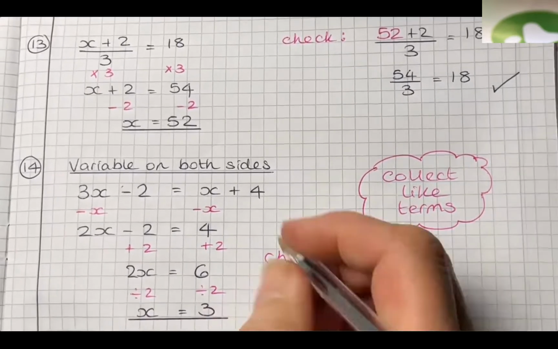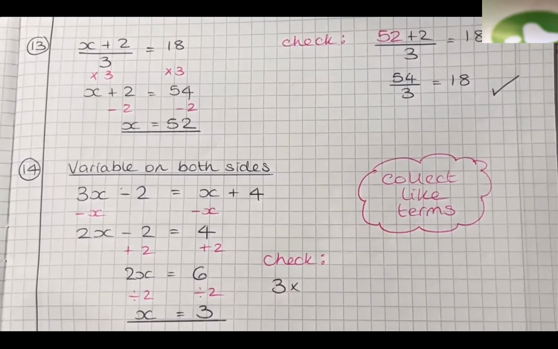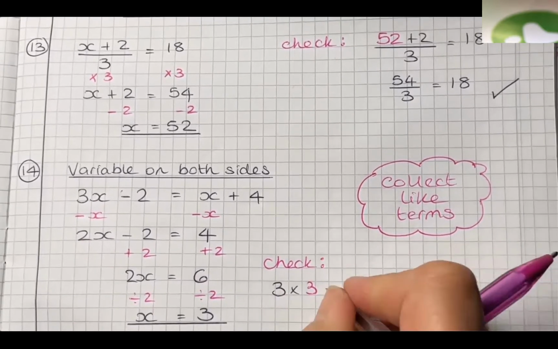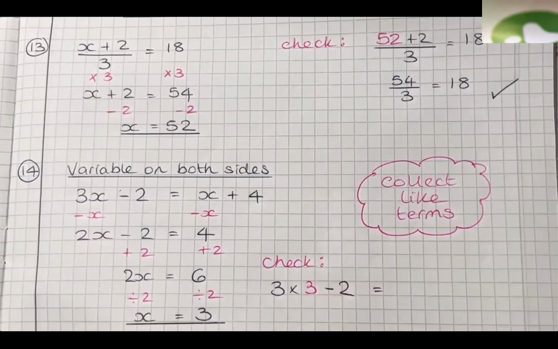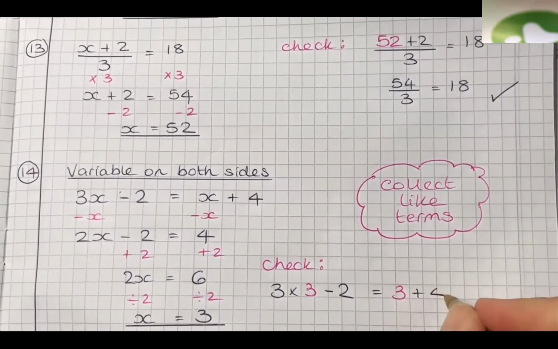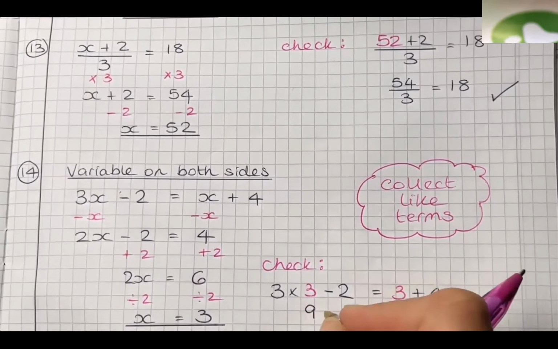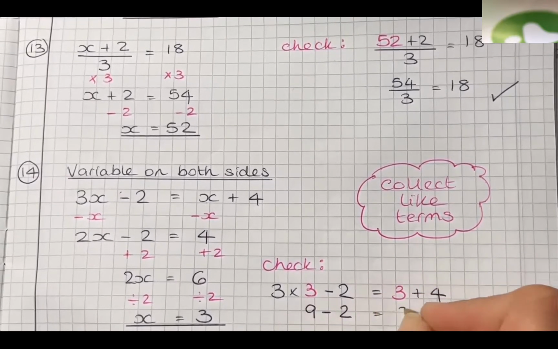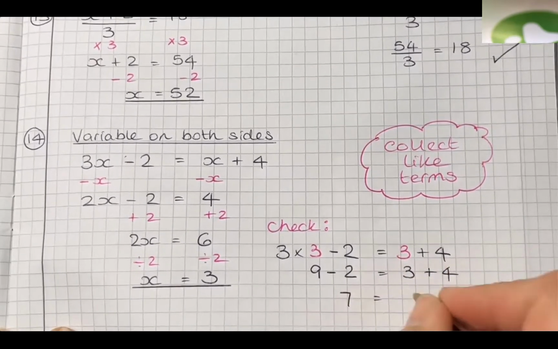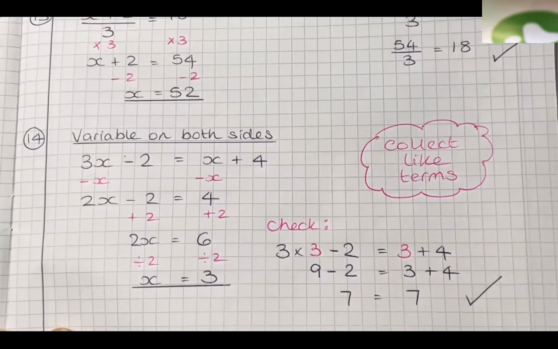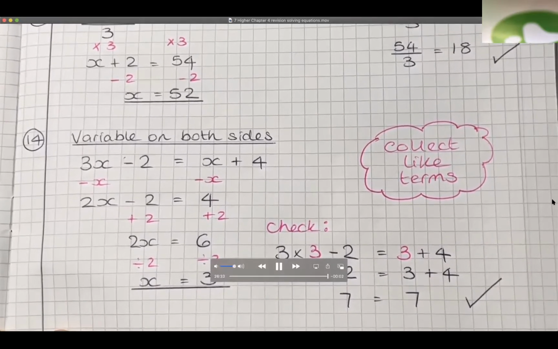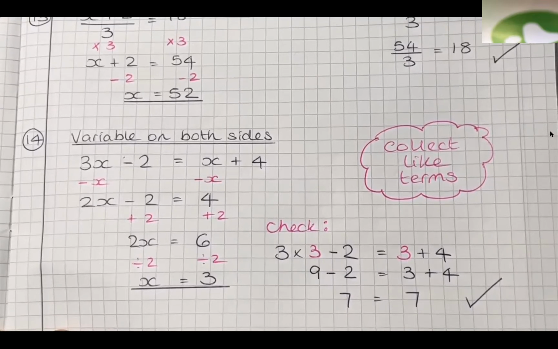So I have 3 lots of 3, subtract 2 equals 3 plus 4. So I've got 9 subtract 2 equals 3 plus 4. 7 equals 7. Fantastic. I've checked all my work. I can go and relax. Thank you very much.